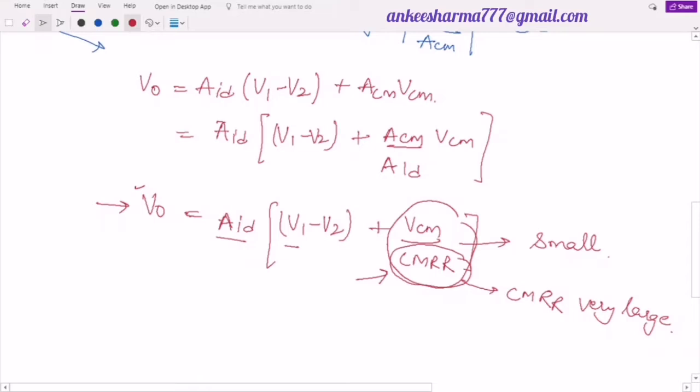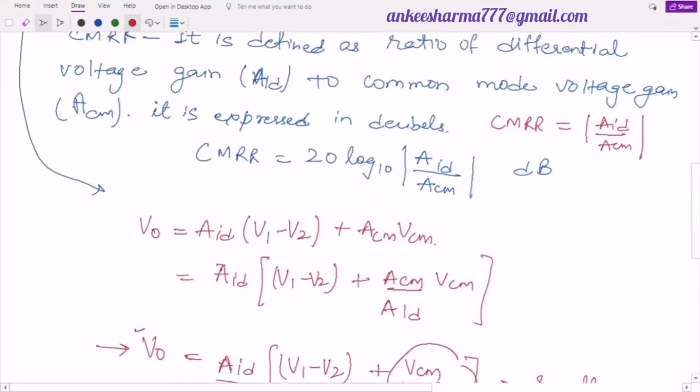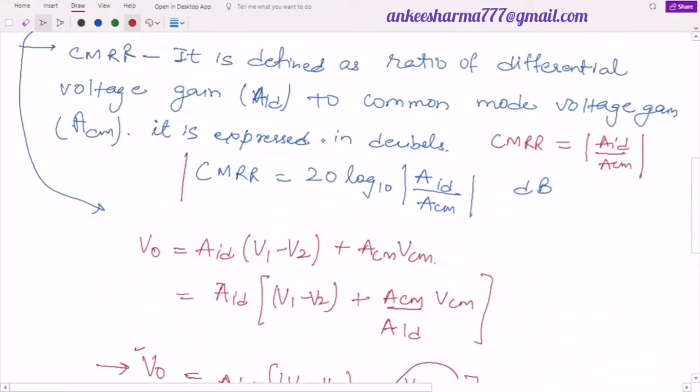We may get some numericals on it: find the value of the common mode rejection ratio in dB. If they ask that, then our formula will be this one. Or if they ask only the value without dB, then this will be my value.